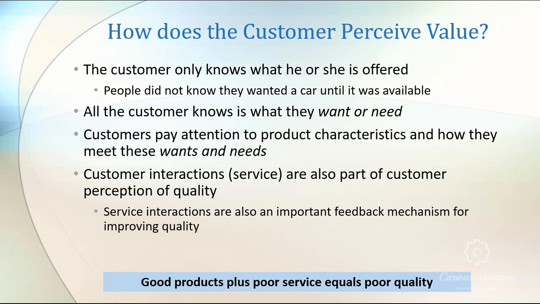And this is also important because, as I say here, good products plus poor service equals poor quality. This is very important. The good products, the product must have good service. All interactions with a company must be good in order to have good quality. So this is why TQM focuses a lot on service interaction, because the service interactions provide an important feedback mechanism for improving quality.